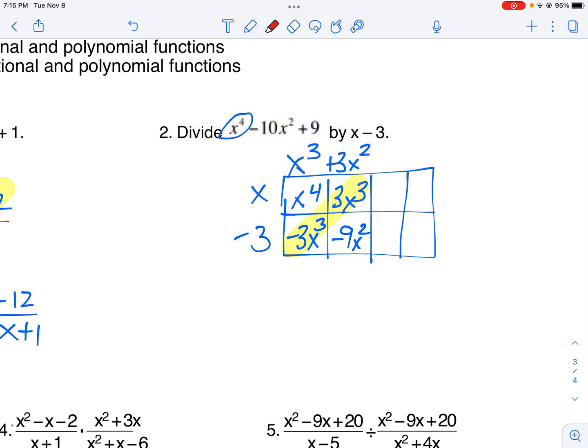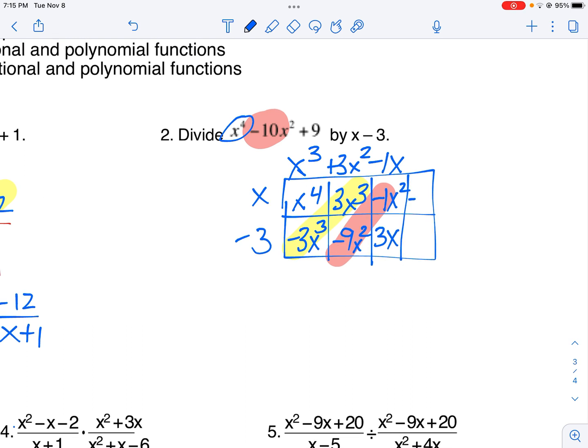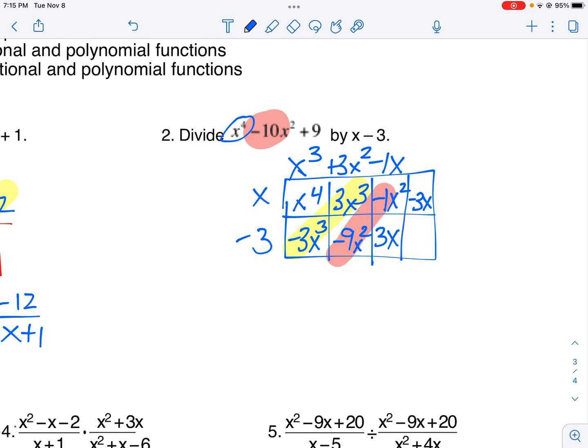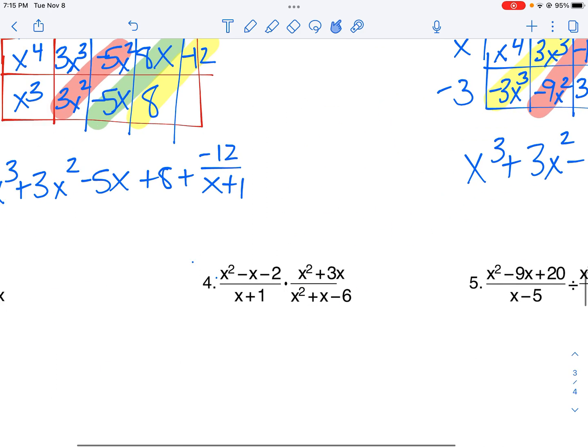And now if we look at our next one here, we want -10x squared, so we'd have -1x squared. So this would be -1x. -1x times 3 would be +3x. And we don't want any, so that would be -3x. So x times what gives us -3x would be -3. -3 times -3 is 9, which is what we want. So there's no remainder. So our final answer would be this.